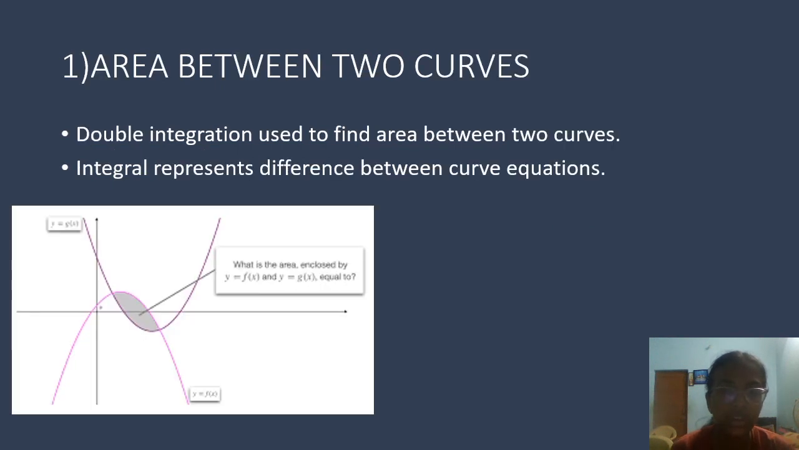Now let us talk about finding area between two curves. Double integration is used to find area between two curves. The integral represents the difference between the curve equations.